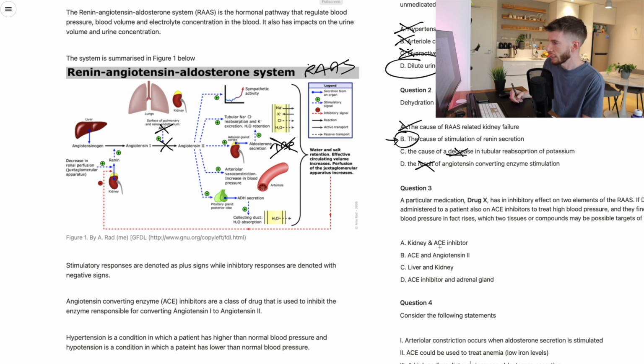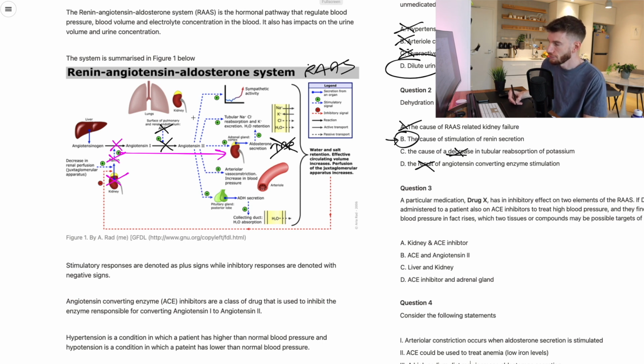So if we look at kidney and ACE inhibitor blocking, I'll do this in another color here. I might just lock the page for a moment. There we go. So if we block the kidney, or inhibit the kidney, then it means we can't get renin production, which means we block this, right? Which effectively has the exact same effect as the ACE inhibitor, because you're just blocking it earlier, or downstream of it. But we're also blocking the ACE inhibitor.